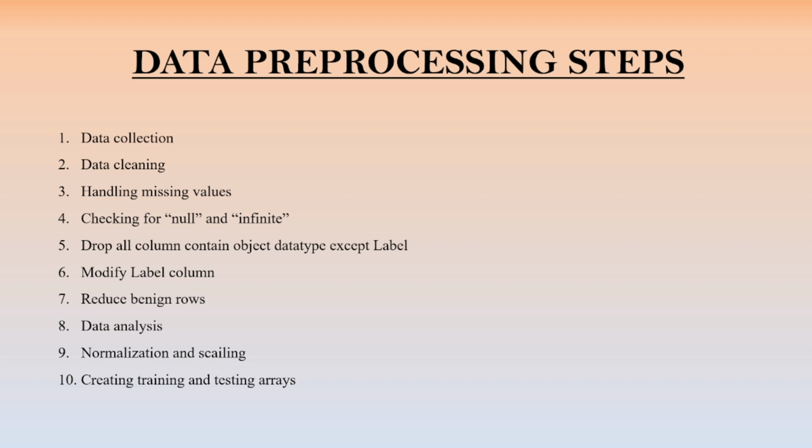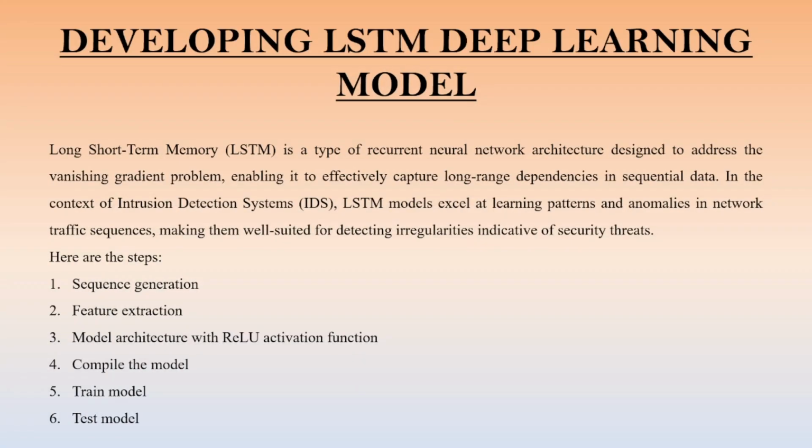Next are the data pre-processing steps. Here we have 10 steps. The first one is data collection. The second one is data cleaning. Third one is handling missing values. Fourth one is checking for null or infinite values. And fifth one, we drop all columns containing object data type except label, and we modify the label column. We reduce benign rows and we analyze the data. We normalize it and we scale it. And the final one is creating the training and testing arrays.